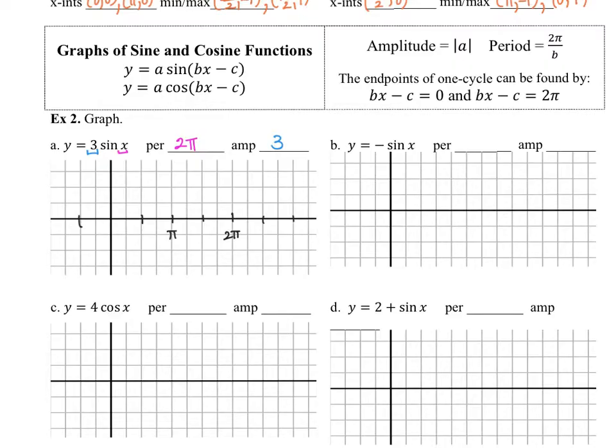Now let me think. Think of the 4 corners of the unit circle. The sine of 0 is 0. The sine of pi over 2 is 1, but it's actually going to be 3 times 1 because the amplitude's 3. So 1, 2, 3. I'm going to go all the way up to the 3. When I get to pi, the sine of pi is 0. When I get to 3 pi over 2, the sine of 3 pi over 2 is negative 1. But because the amplitude is 3, I'm multiplying it by 3. 1, 2, so I go down to here. And I go back to 0.